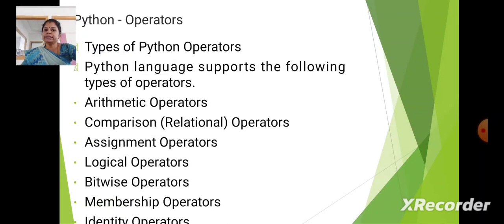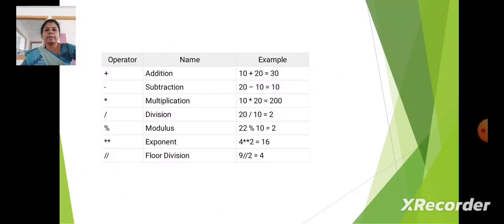Then Python operators. The types of operators are arithmetic operators, comparison operators, assignment operators, logical, bitwise, membership and identity operators. So here is the example for the operators.